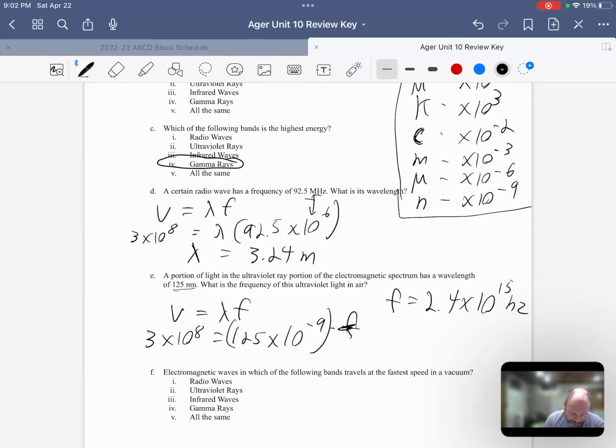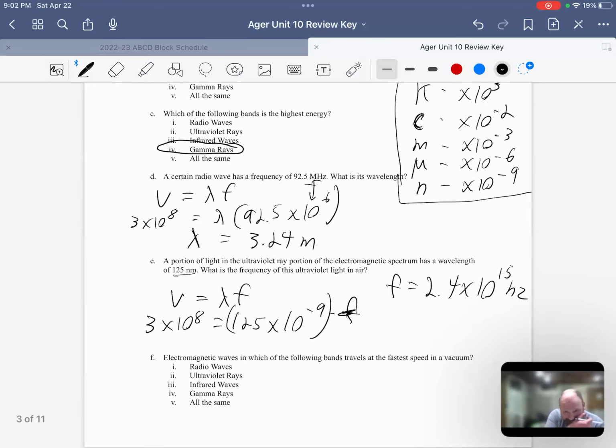All right, electromagnetic waves, which of the following bands travel the fastest in a vacuum? In a vacuum, they're all the same speed. They're all light waves. They all travel at the same speed. All right, that's question number one.